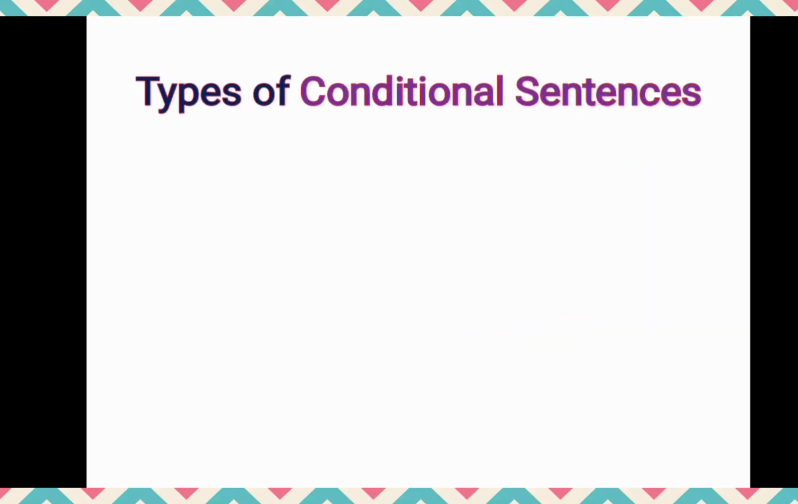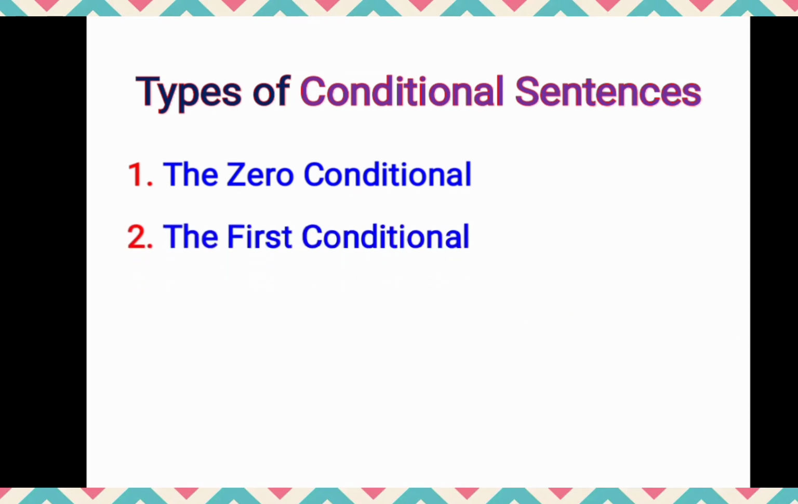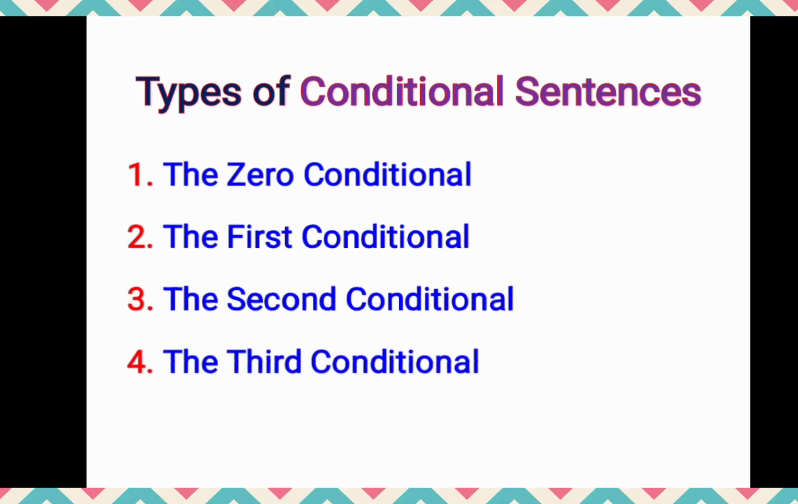Types of conditional sentences. There are four major types, which I have already discussed in my previous slide. Here are the names of these four types. The first one is the zero conditional, the second is the first conditional, the third is the second conditional, and the fourth is the third conditional.